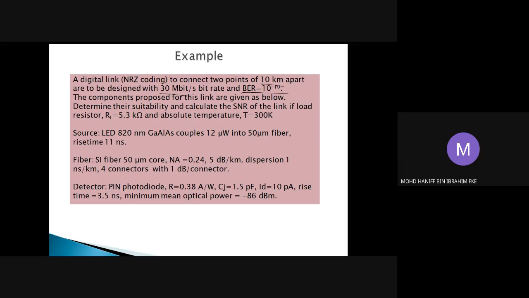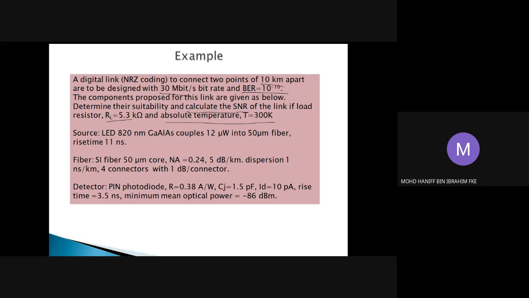Okay, so the components proposed for this link are given as below. Based on these given components, determine their suitability. You have to check whether the components used are suitable to be applied, and then calculate what should be the SNR, the signal to noise ratio, of the link. If the load resistor RL is 5.3 kilo ohm and the absolute temperature T is 300 Kelvin.